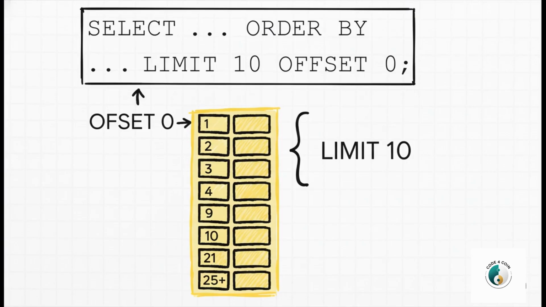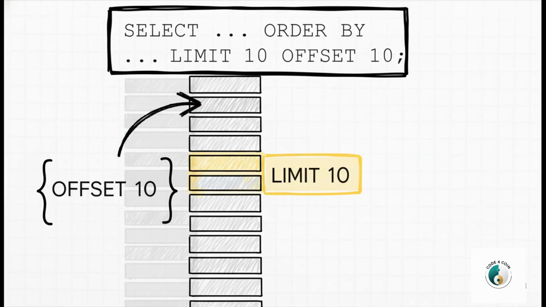First, we order by something because we need that stable, predictable order, right? Then we use limit 10 to say, hey, we want 10 items per page. And for page 1, we use offset 0 because we don't want to skip any rows yet. We're starting at the very beginning. And the result is exactly what a user would expect to see on page 1. Rows 1 through 10, perfect.